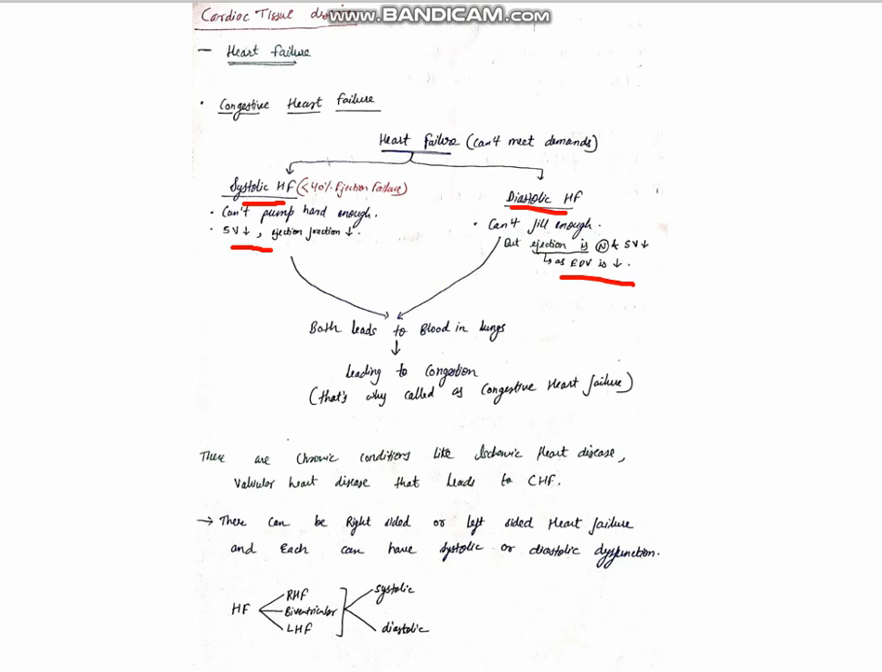But we can notice that in both there is a decrease of blood supply to the body, and both lead to congestion in the lungs. And heart failure can be of three types: right heart failure, left heart failure, and biventricular heart failure.